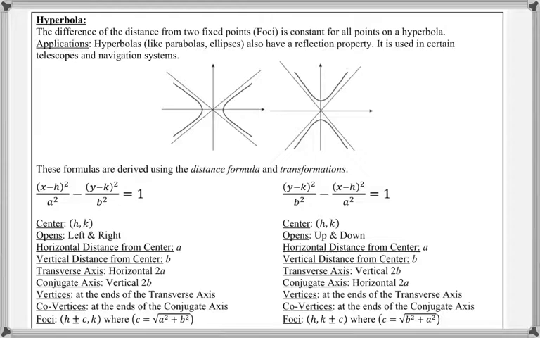The next section is on hyperbolas. So a hyperbola has the property where the difference of the distance from two fixed points, or what's called the foci, is constant for all points on a hyperbola. And it has some applications because it has a reflection property just like ellipses and parabolas. And it can be used in certain telescopes and navigation systems.